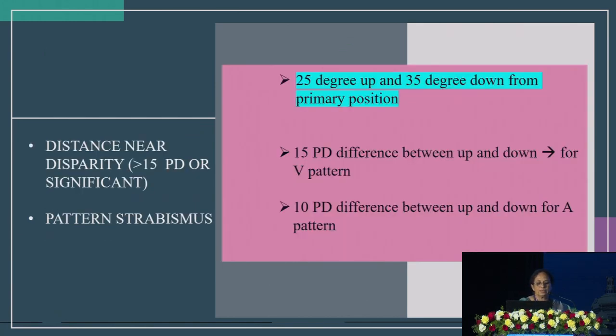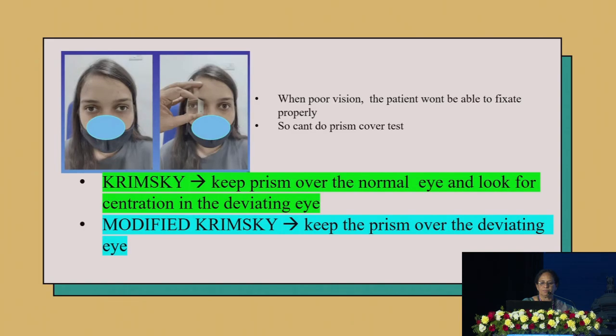Also look for distance near disparity and pattern strabismus. If the deviation is different for up gaze and down gaze, then it is called a pattern deviation. You have to check the deviation 25 degrees up and 35 degrees down. For a V pattern, you have to have at least a 15 prism diopter difference, and for an A pattern, 10 prism diopters.